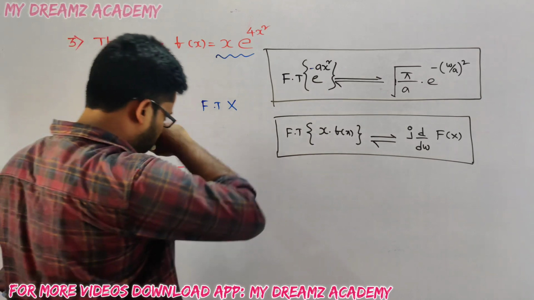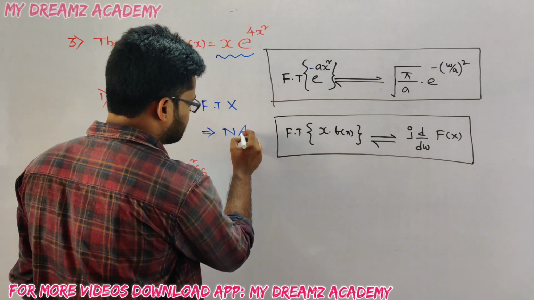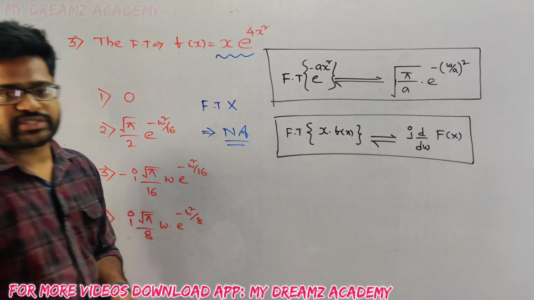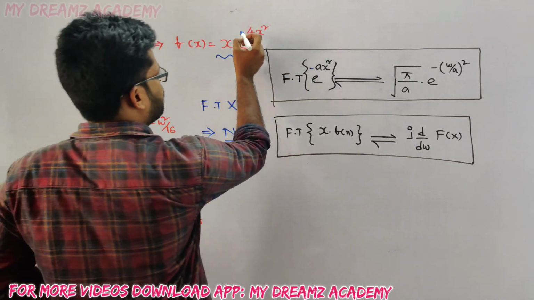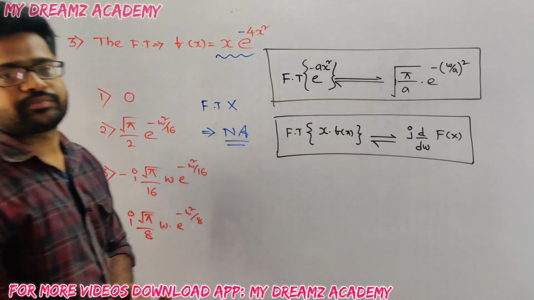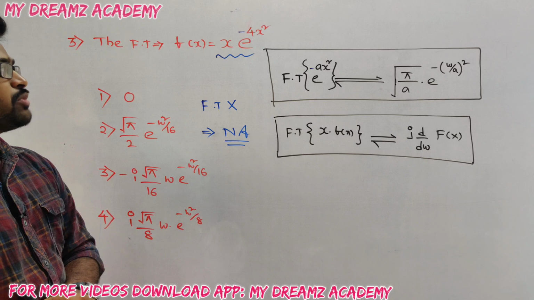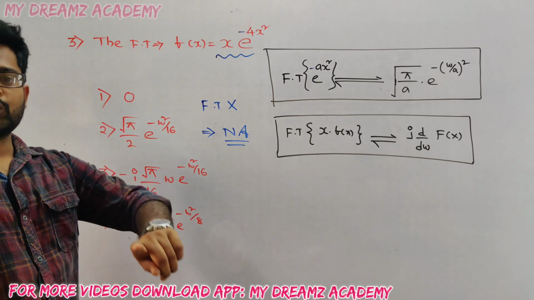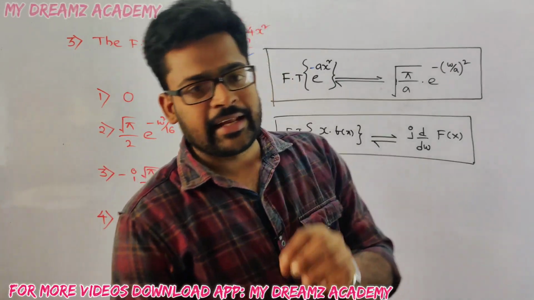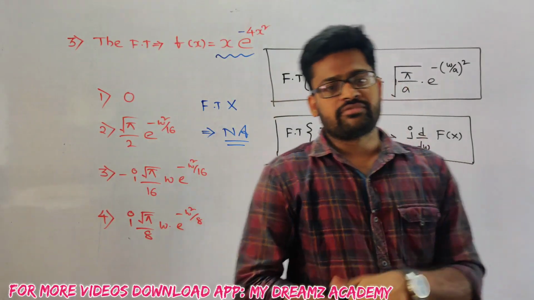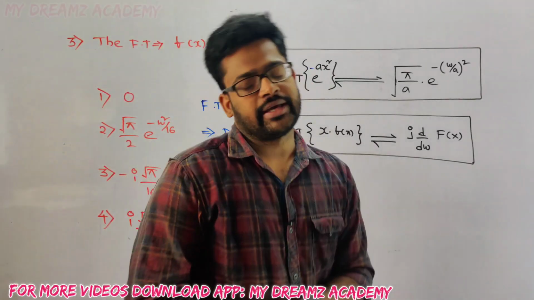So in the final key it is given that NA, that is no answer, for this question. In place of plus 4, if we have minus 4, then this function is a bounded function. We can calculate the Fourier transform for this one, that is x into e to the power of minus 4x square. Okay?